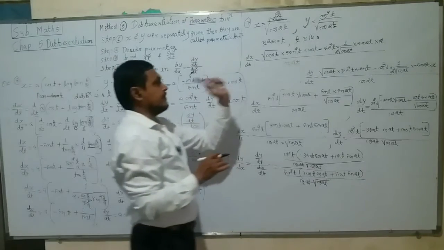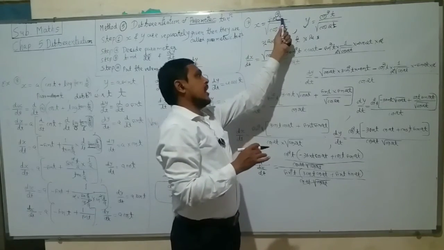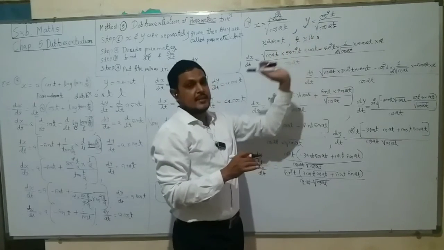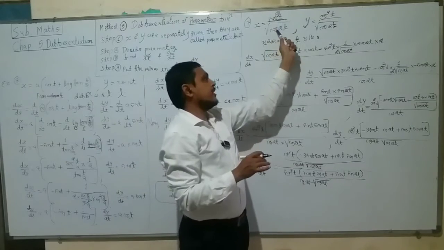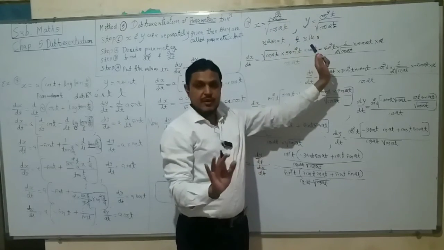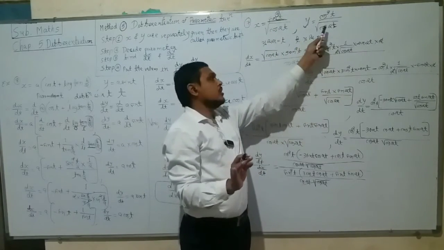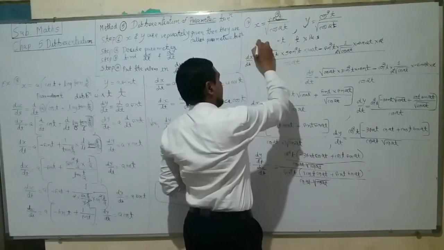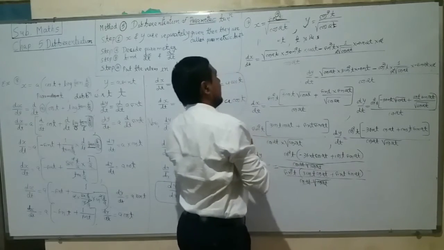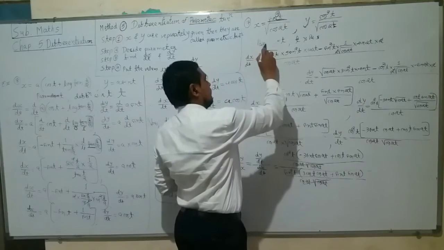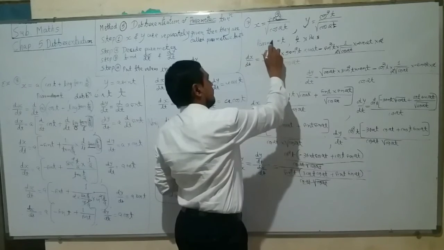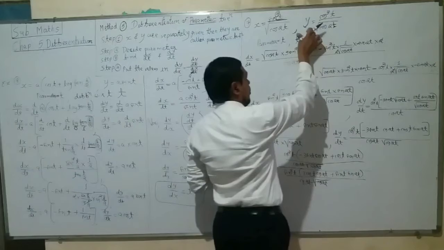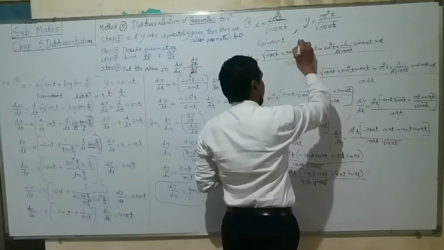Now sum number 7. x is equal to sin cube t upon under root cos 2t, y is equal to cos cube t upon under root cos 2t. x and y are separately given here. Sin and cos are the names of the functions, 2 is a value, so the parameter is t. In this way you can decide the parameter in a parametric function. So if the parameter is t, then differentiate.